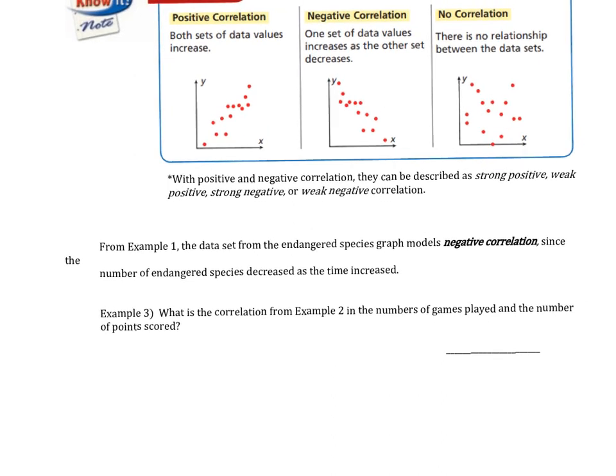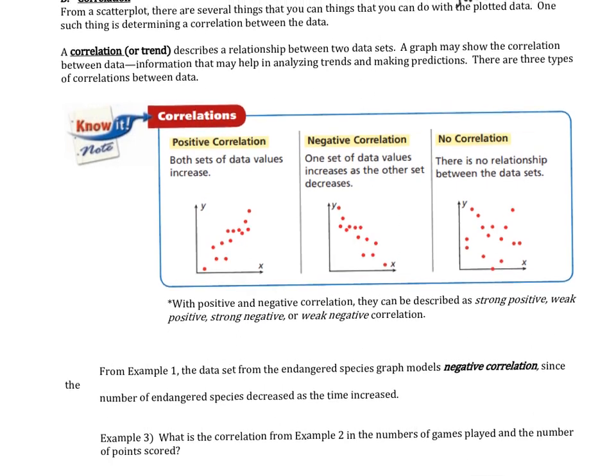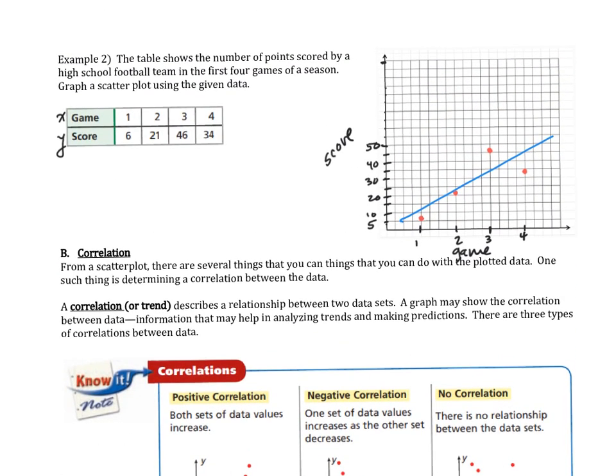So looking back to example 1, the endangered species model. If you think about what it looked like, you go back a little bit if you want to, but that had a negative correlation. As the years went on, the number of endangered species being reported was decreasing. Back to the example we just did, it looks as if as the games go on, the points scored by a high school football team go up, right? So there seems to be this positive correlation, right?